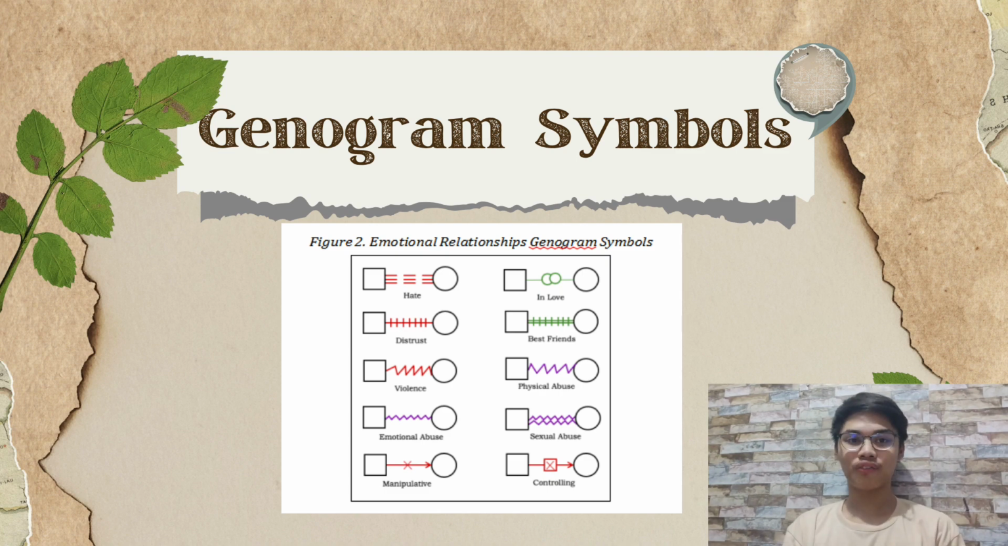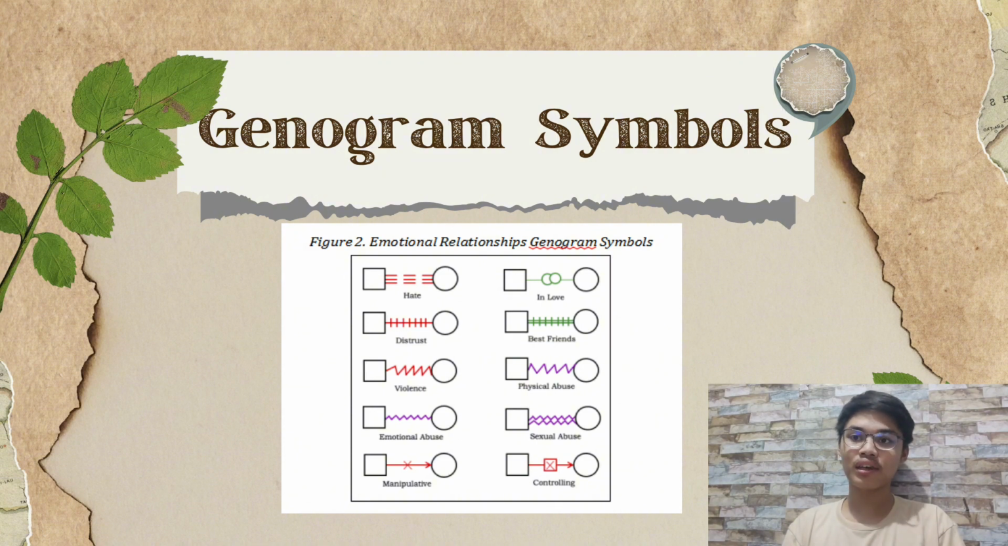Next one, talking about love. If two people are in love, we can use a line and a circle at the edge that will connect them to one another. So remember that when two people are in love, we use a line and a circle at the edge that will connect them with the color green. Next one, if two people are best friends, we can use two parallel lines horizontally and many vertical lines that are parallel as well to symbolize that they are best friends.